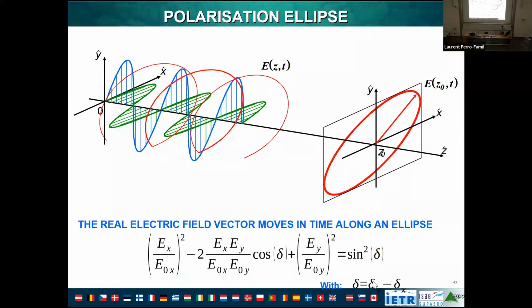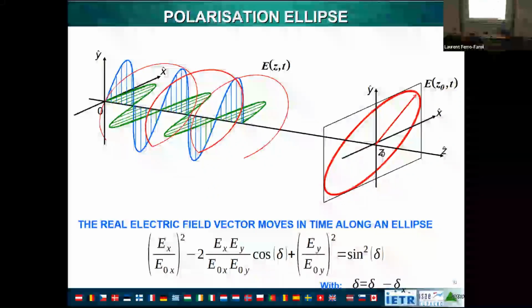Okay. And this ellipse is defined by a very small number of coefficients, which are the two amplitudes and the phase difference. And depending on the electromagnetic field, you will see that this ellipse takes different shapes. And this is a very easy way to represent polarization. This was not invented by radar engineers. This is what they have been doing for a long time in optics.